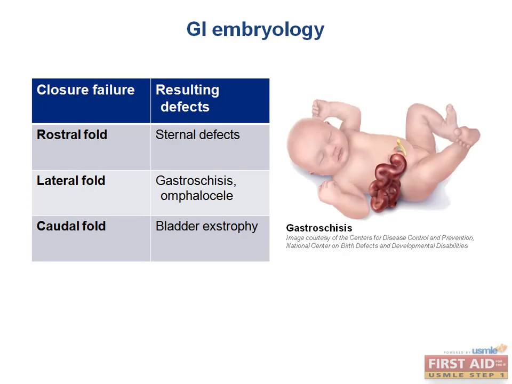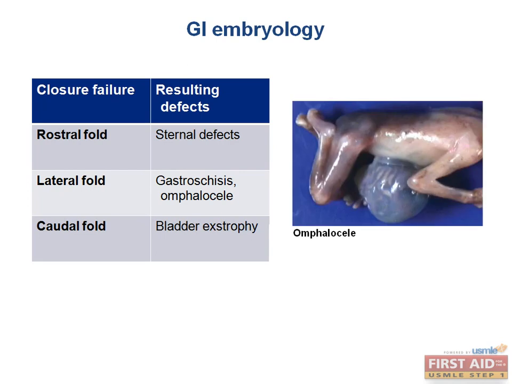Let's now talk about gastroschisis and omphalocele. So what is gastroschisis? Gastroschisis occurs when the abdominal contents extrude through abdominal folds and are not covered by the peritoneum. In contrast, omphalocele is when the abdominal content herniates into the umbilical cord, as seen in this image. The abdominal contents are covered by peritoneum.